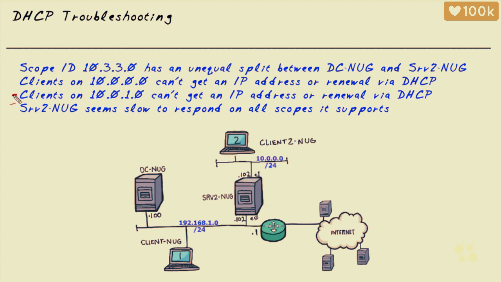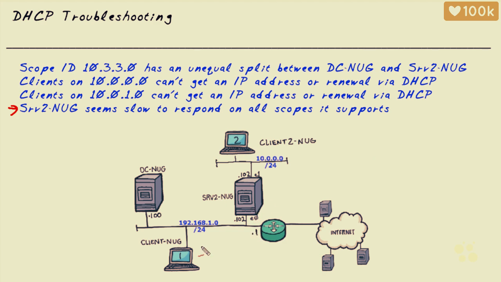Third, we have clients on the 10.0.1 subnet, which, very similar to the 10.3.3 network, doesn't show up in our topology here, but we can still look at the scope information and take a look at what's going on with the scope. And then last but not least on our list is server 2-NUG seems slow to respond on all scopes that it's currently supporting.